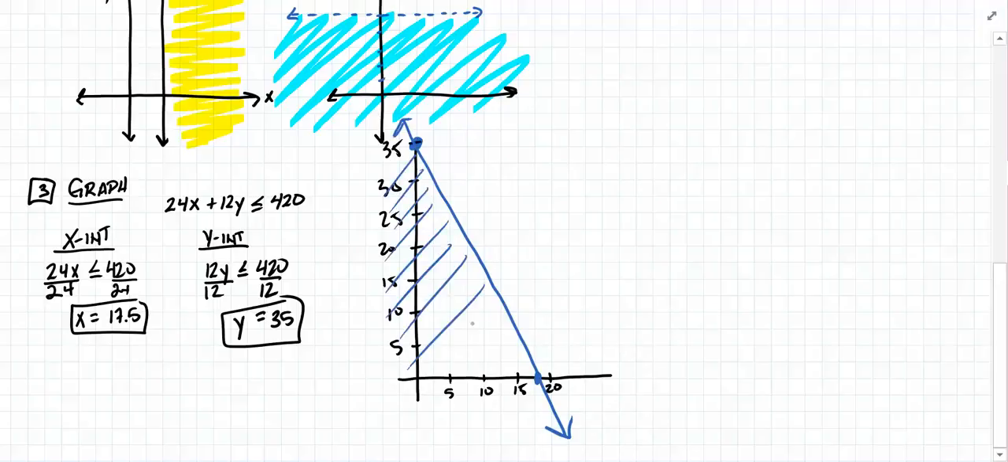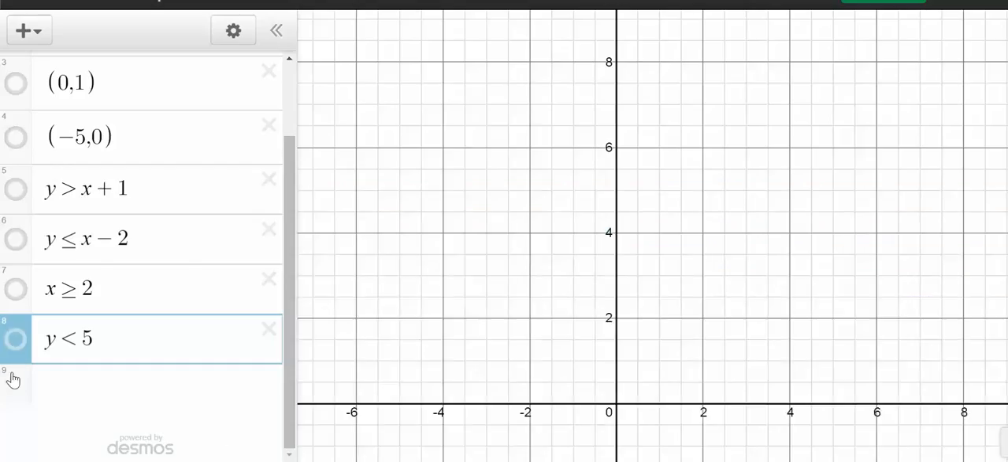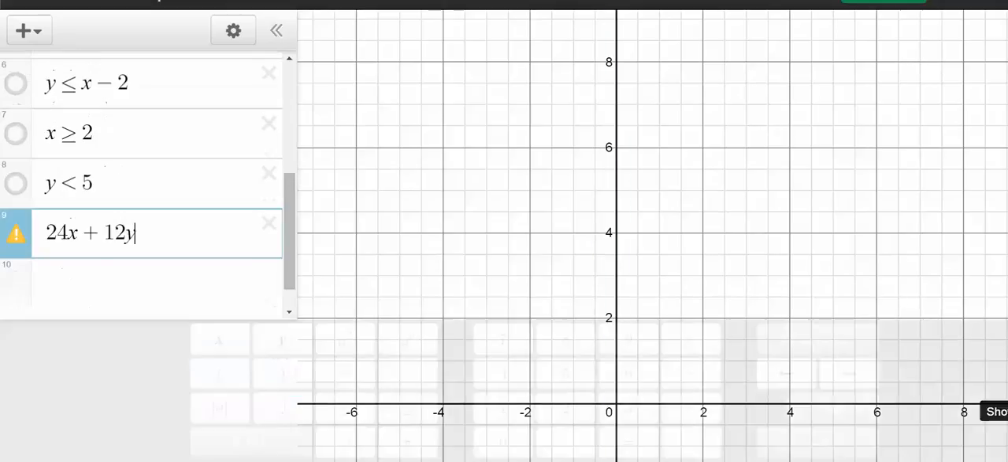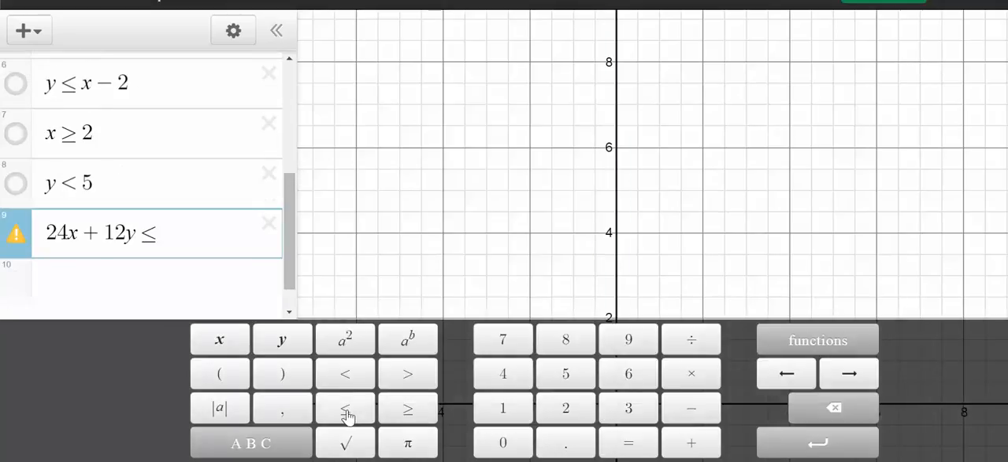So on the test, are we allowed to just make lines, or do we actually have to use...? You would make the lines, just like we did, 24x. 12y is the shading part. Do you have to shade with a highlighter or something? Yeah, or the side of your pencil, whatever you've got, okay?